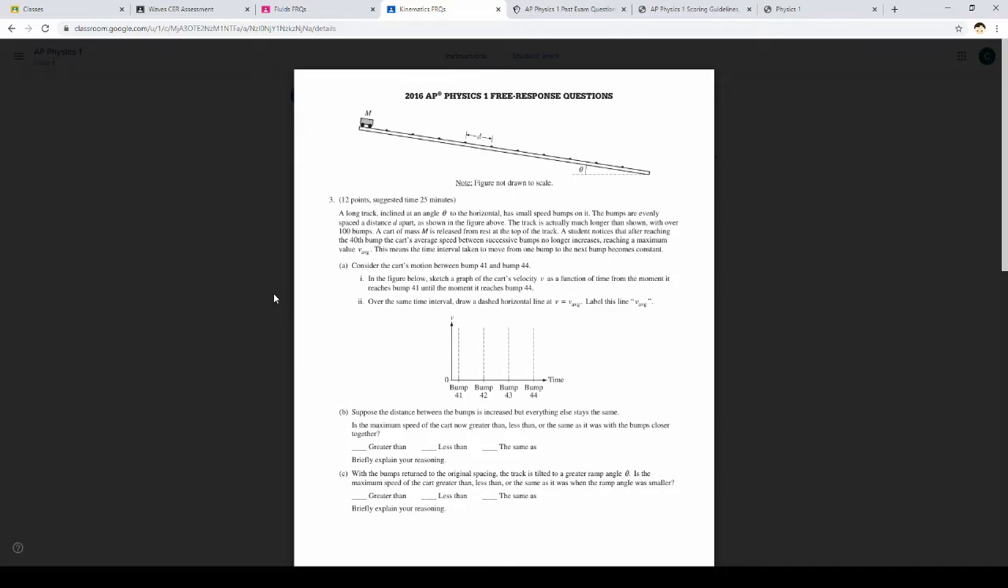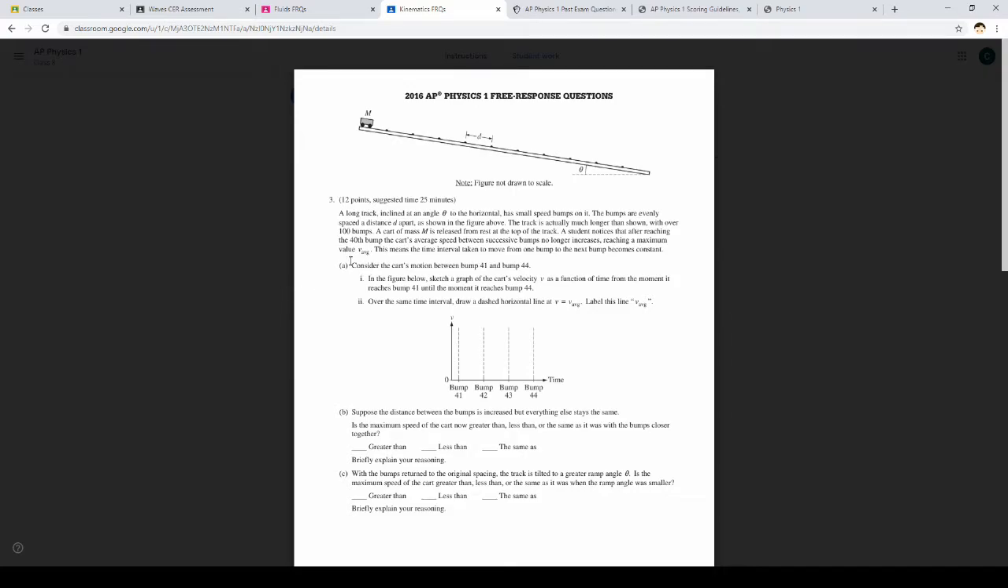A long track inclined at an angle theta to the horizontal has small speed bumps on it. The bumps are evenly spaced a distance d apart, as shown in the figure above. The track is actually much longer than shown, with over 100 bumps. A cart of mass m is released from rest at the top of the track. A student notices that after reaching the 40th bump, the cart's average speed between successive bumps is no longer increasing, reaching a maximum value v average. This means that the time interval taken to move from one bump to the next becomes constant.